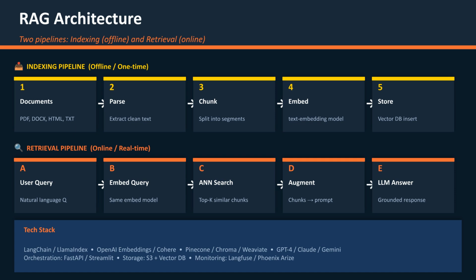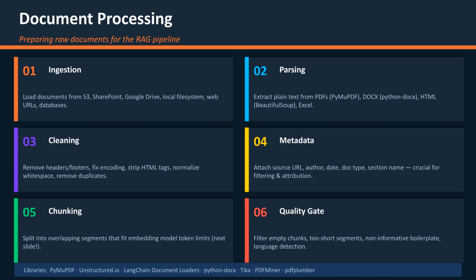RAG architecture uses 2 pipelines: indexing, which is offline, and retrieval, which is online. The indexing pipeline takes documents, chunks them, embeds the chunks, and stores them in a vector DB. The retrieval pipeline takes a user query, embeds it, searches the vector DB, augments the LLM prompt, and generates the final answer. Document processing is a crucial first step for RAG quality.